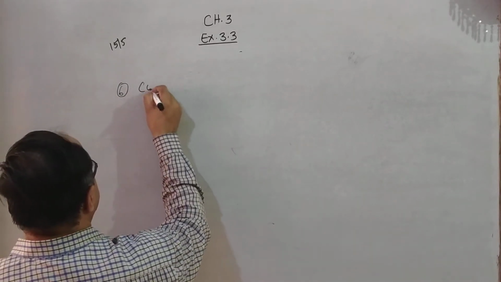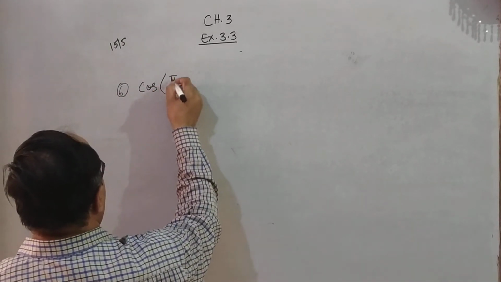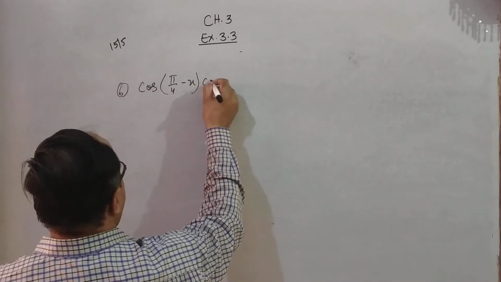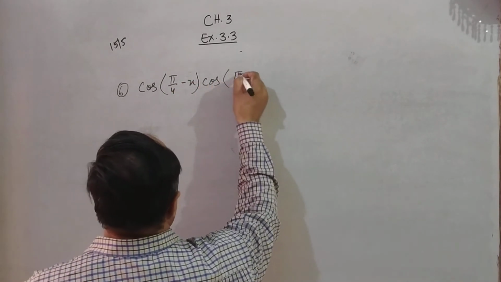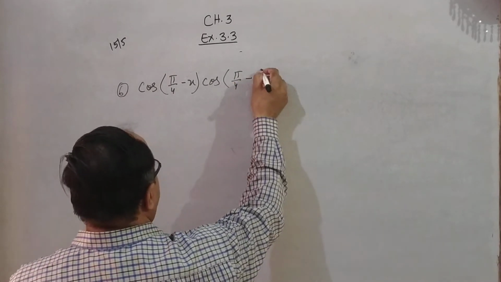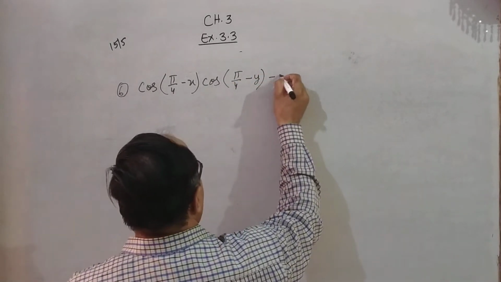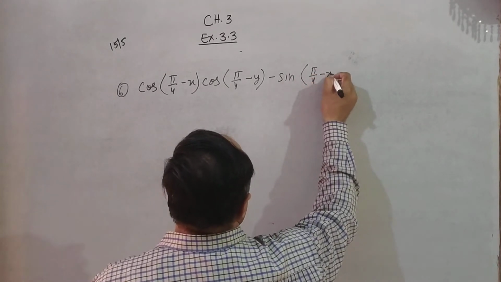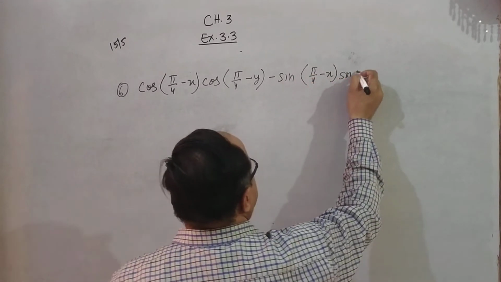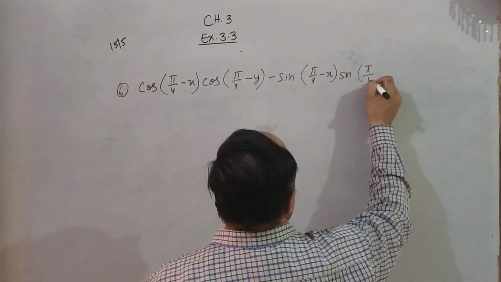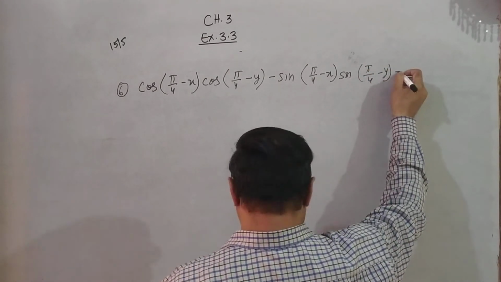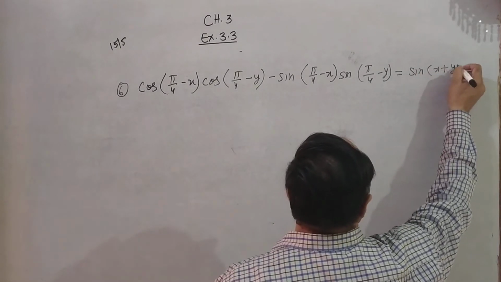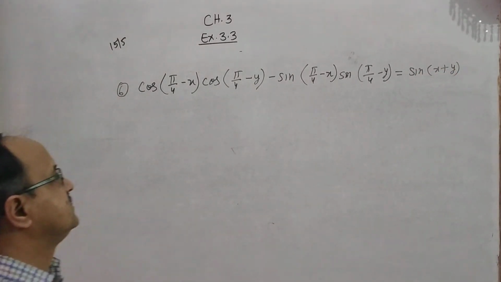Cos(pi by 4 minus x) cos(pi by 4 minus y) minus sin(pi by 4 minus x) sin(pi by 4 minus y) is equal to sin(x plus y). This is question number 6.